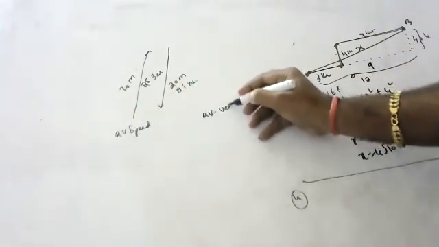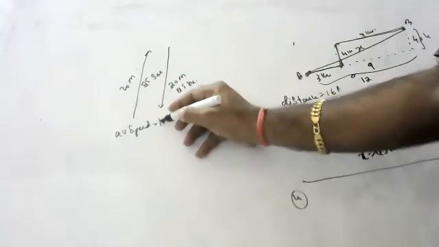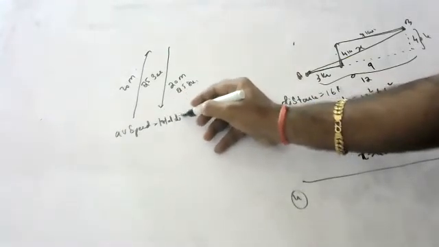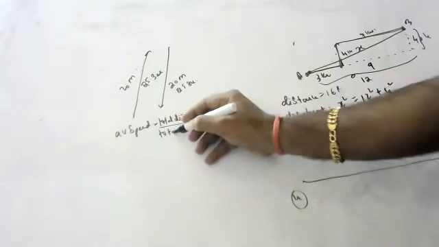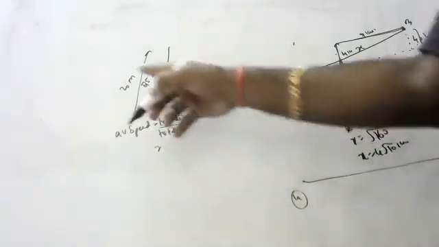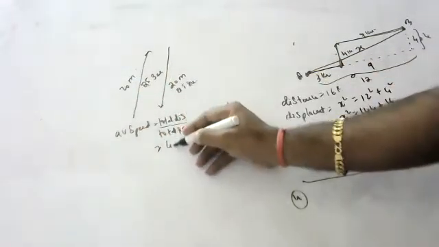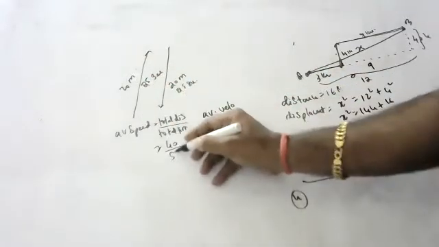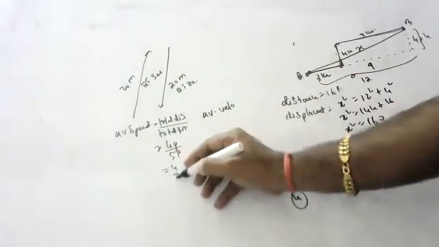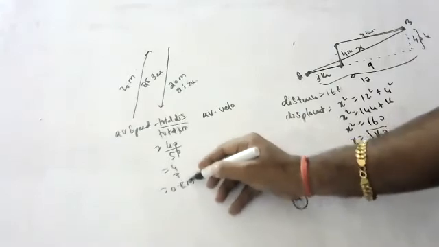Average speed is total distance by total time. What is the total distance? 20 plus 20, 40. What is the total time? 50. 40 by 50, that is 4 by 5, 0.8 meter per second.